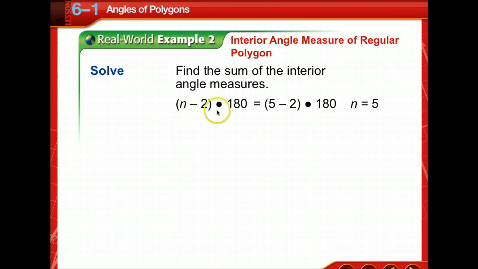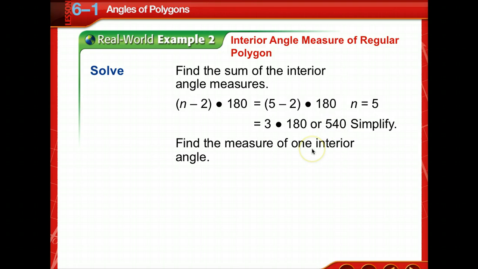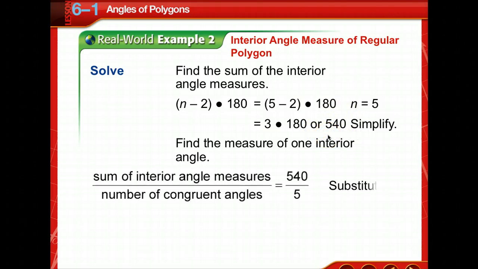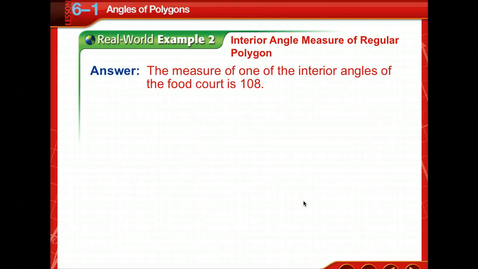We know that (n minus 2) times 180. In this instance we've got a pentagon, so 5 minus 2. So we're going to have 3 times 180, which is 540. So that is the measure of the interior angles of a pentagon. Now we need to find the measure of one angle. Well, if all 5 of them sum to 540, we simply take it and divide it by 5, because a pentagon has 5 sides. So 108. So the measure of one of the interior angles of the pentagon is 108.